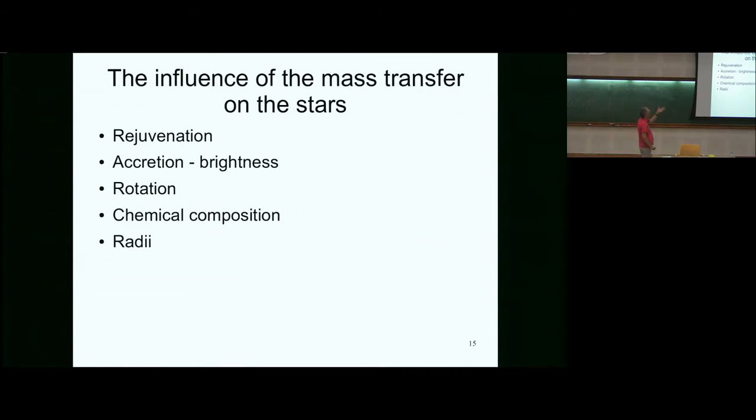And of course, if you dump matter with a different chemical composition than the original composition of the star, you change the chemical composition and you change the future evolution of the star, because it may have more hydrogen now than it used to have. You can dump hydrogen on a star that didn't have hydrogen already, or you can dump some material that is really chemically evolved onto a chemically unevolved star.